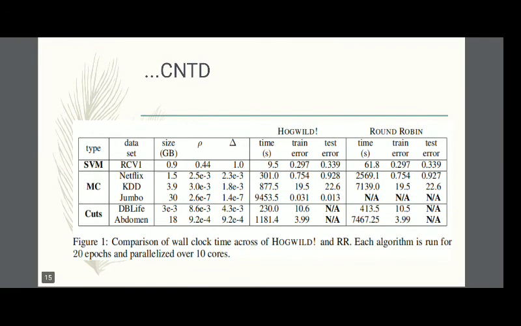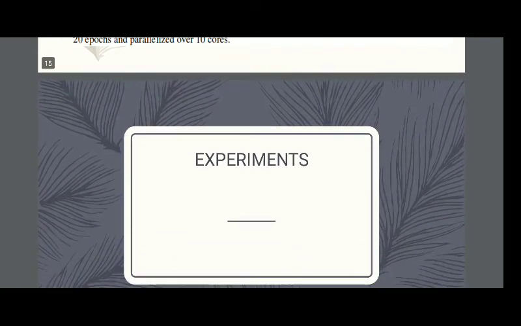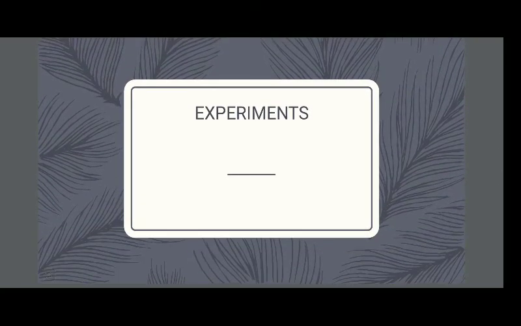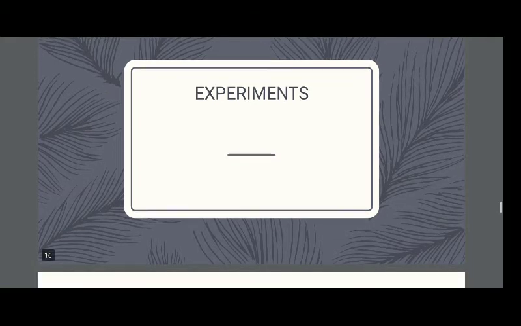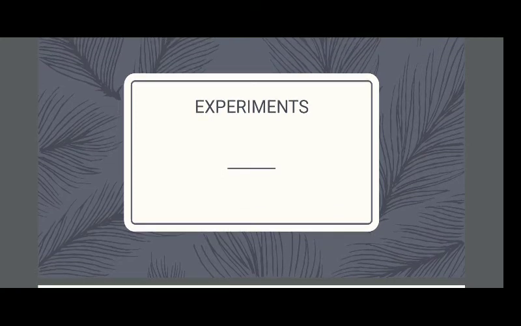This is a basic comparison of various clock times of HOGWILD and RR. We can see the time required for the computation for various approaches like SVM, MC, and graph cuts for various data sets, where HOGWILD is basically beating the round robin approach. Some experiments have been performed for the comparison between HOGWILD and the round robin approach.